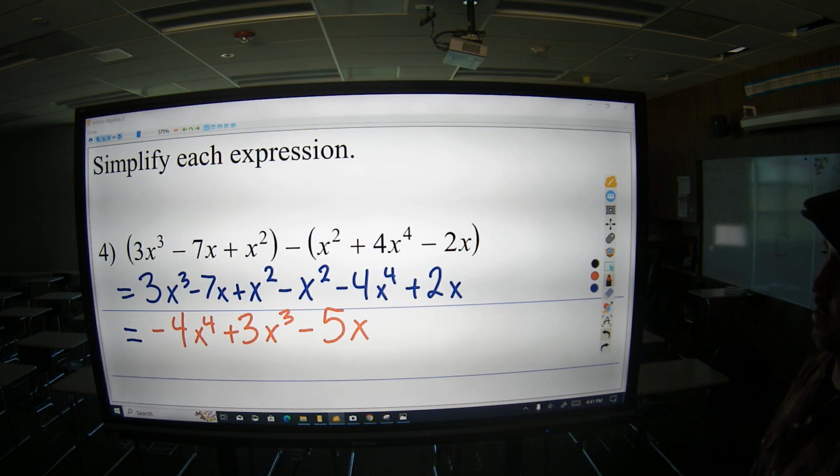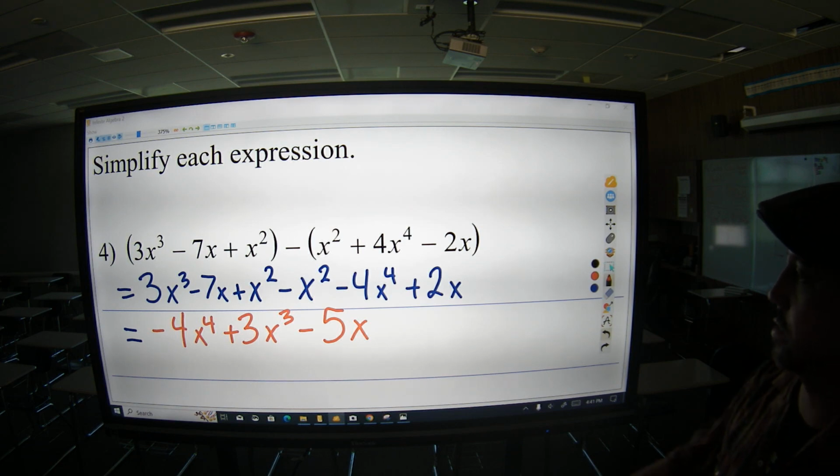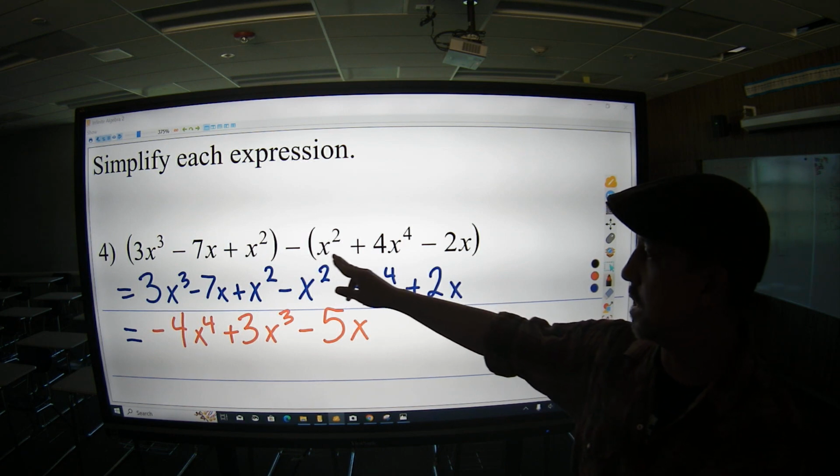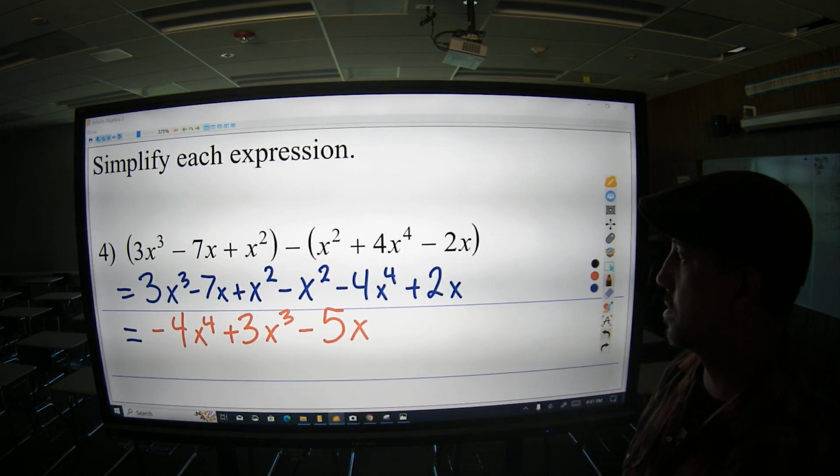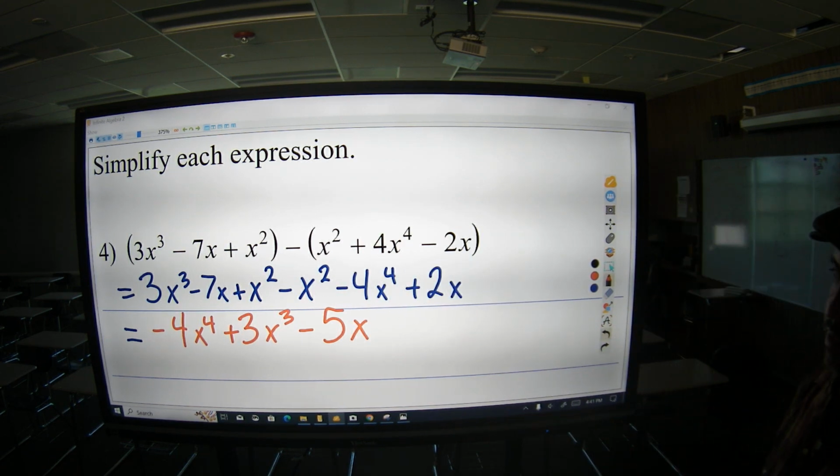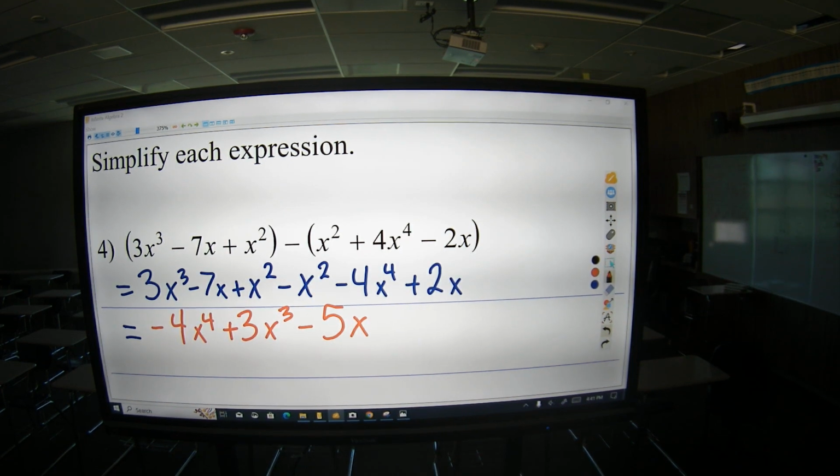But again, we're learning how to be fluent with all these exponents and coefficients. So like I said, when you subtract, make sure that you're actually changing the sign of everything in the parentheses, and you should be fine. So again, that was stuff from the beginning of the quarter. We should be able to move on now.